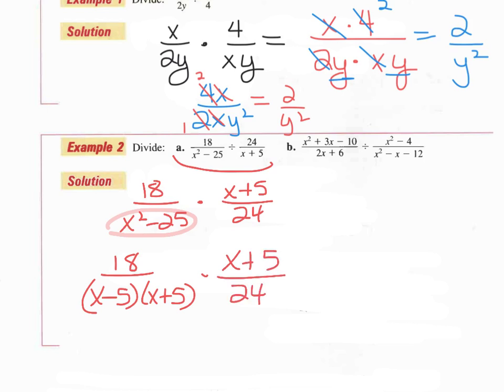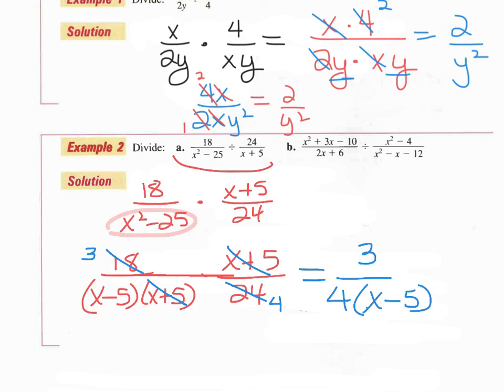And again, I'm going to look for things to simplify. I notice I have an x plus 5 here and here, and I can also simplify the 18 and the 24. I can divide them both by 6. So 6 goes into 18 3 times, 6 goes into 24 4 times. And now I'm going to multiply what remains. And what do I have left here? I have 3 on the top, and then 4 parentheses x minus 5.